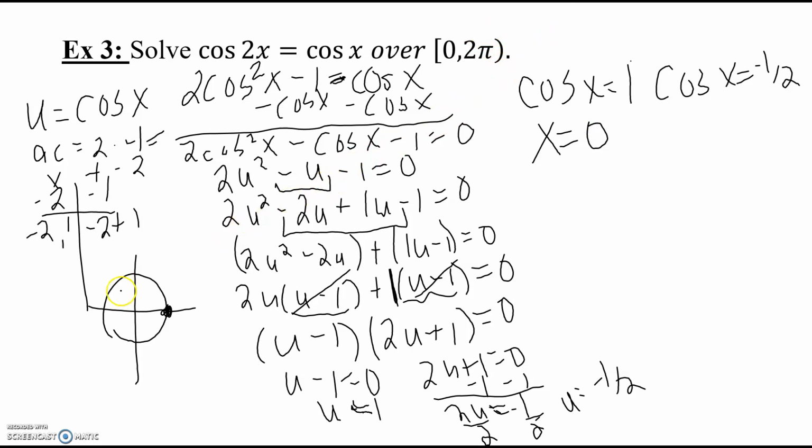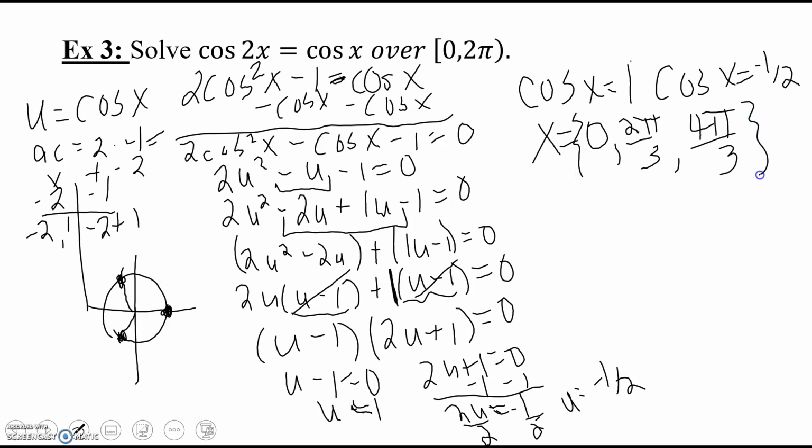Cosine of x is negative in quadrants 2 and 3. And so it'll be -1/2 up here at our 60-degree reference angle, and then down here at our 60-degree reference angle. And so this is in radian measure. So that would be 2 pi over 3. And also this would be 4 pi over 3. And so those are your answers. That's how you would solve that equation.